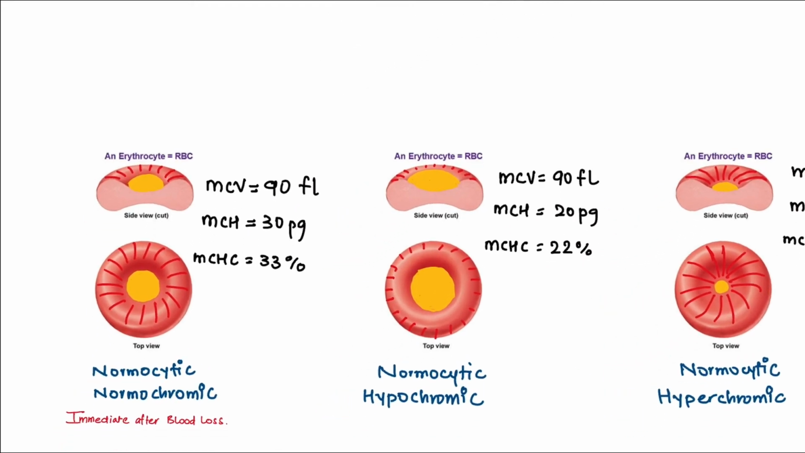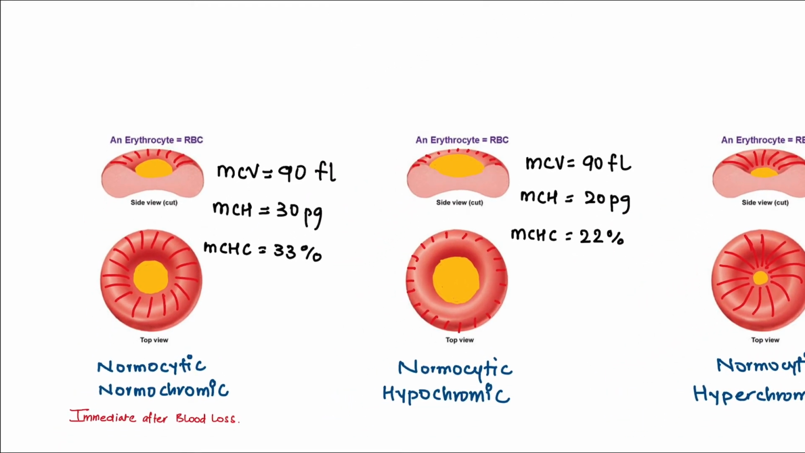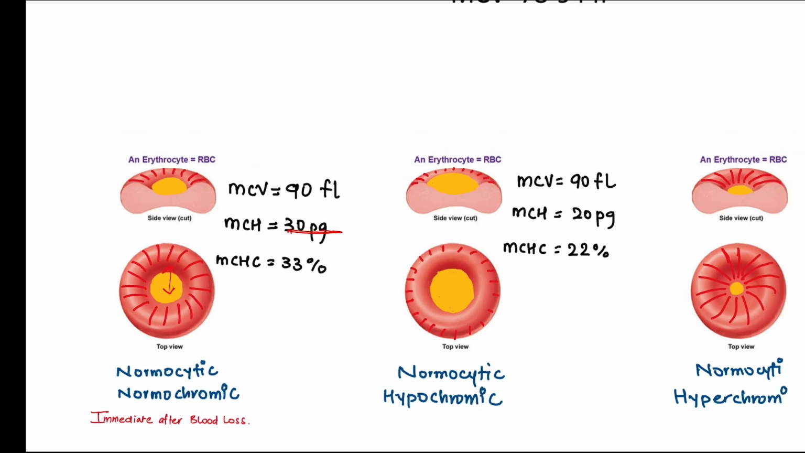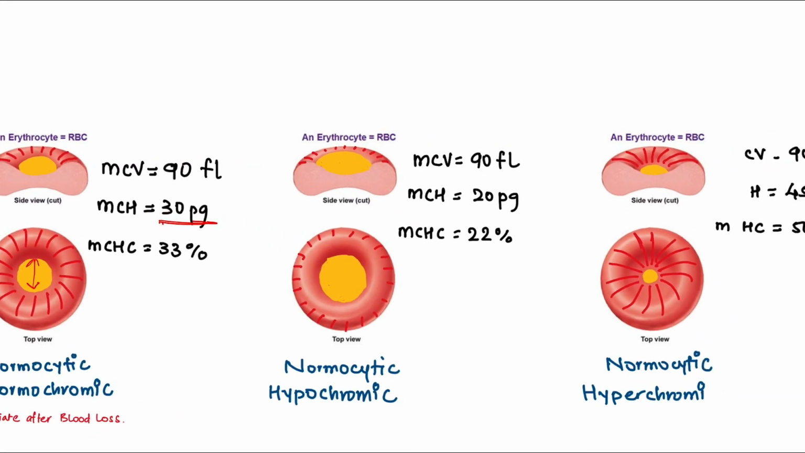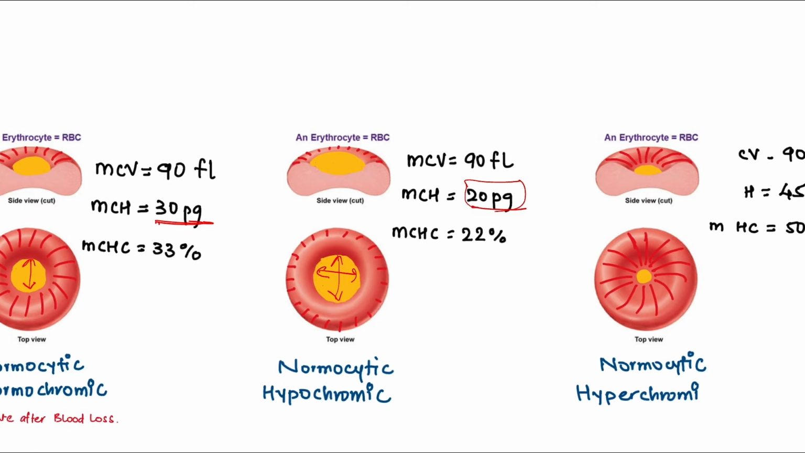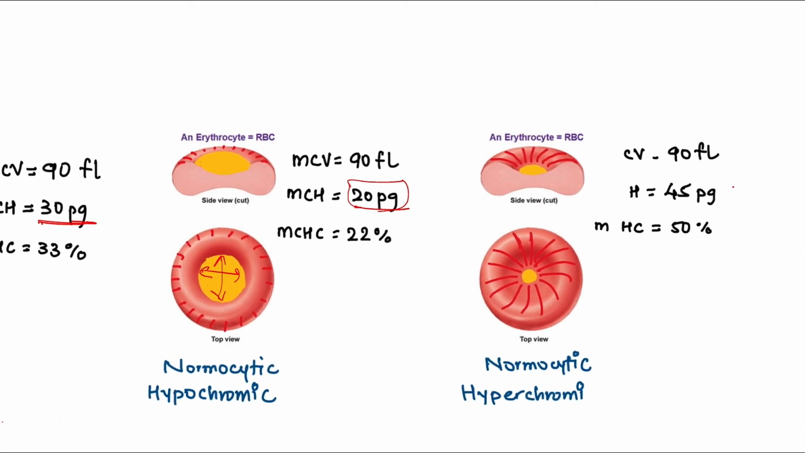So here you can see that if a cell has a normal amount of hemoglobin, then the central pallor will be about 1/3 of the RBC. If a cell has less hemoglobin, then the central pallor will increase, and if the cell has a much higher amount of hemoglobin, like in cell 3, the central pallor will be decreased.